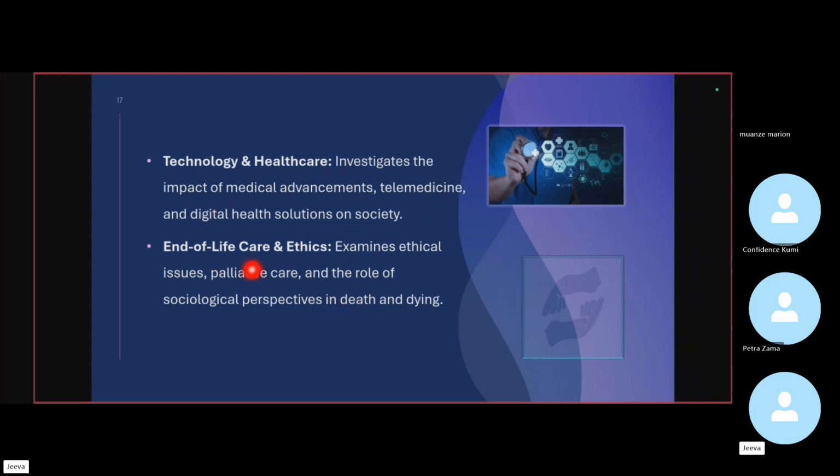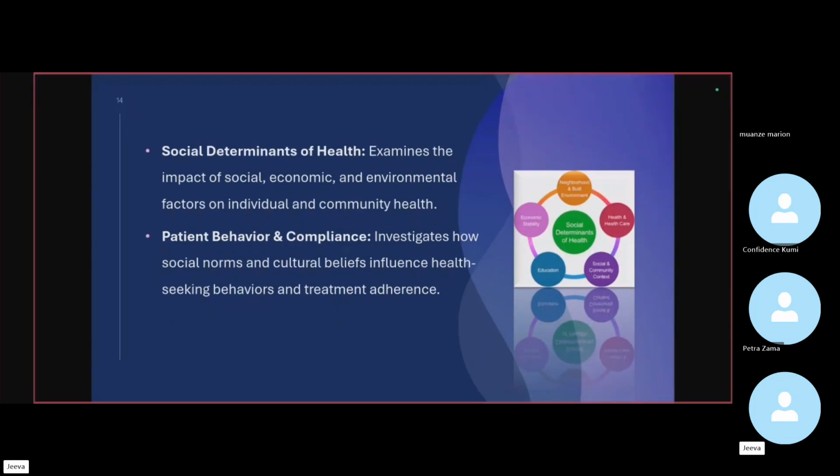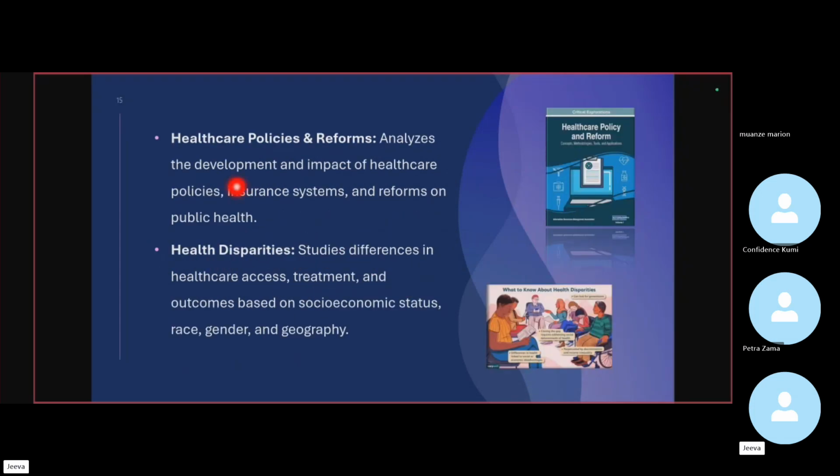So these are the various areas where your medical sociology has its role. Clear? So once again, medical sociology has a role in determining the different social determinants of health, then how a patient's behavior will affect the healthcare system, then what the different healthcare policies given by the medical sector are, and whether they need to change or not.